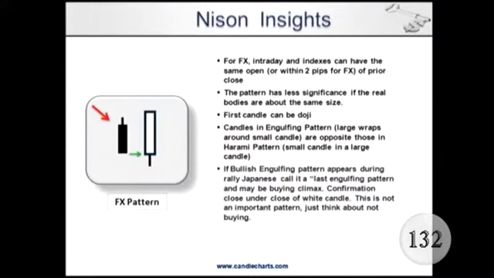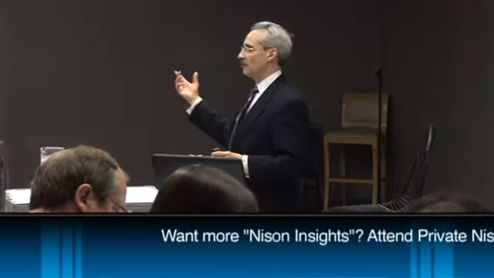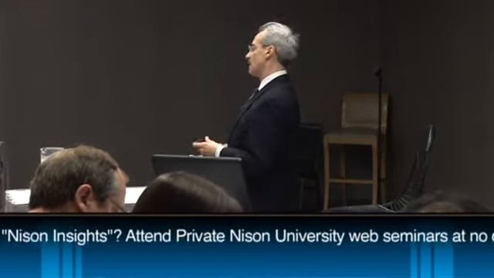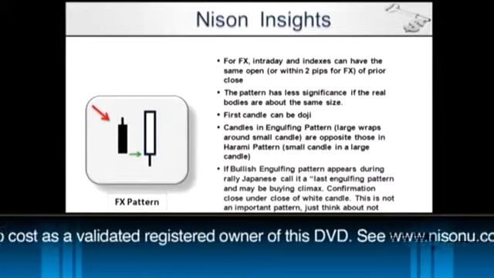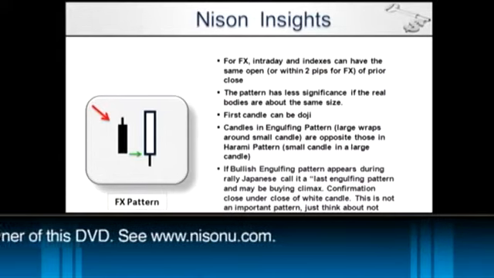The pattern has less significance if the candles are about the same size. We want to see the first candle small and the second one larger. Okay, the first candle, as I've mentioned before, can be a doji. And we're going to look at the Harami pattern in a little bit. It's the opposite candle combination. With an engulfing pattern, the first candle is small and the second candle is large. With the Harami pattern, the first candle is large and the second candle is small. And for those who don't remember that pattern, we'll go through it a little later. And you don't have to worry much about this, but I just wanted to bring it out.